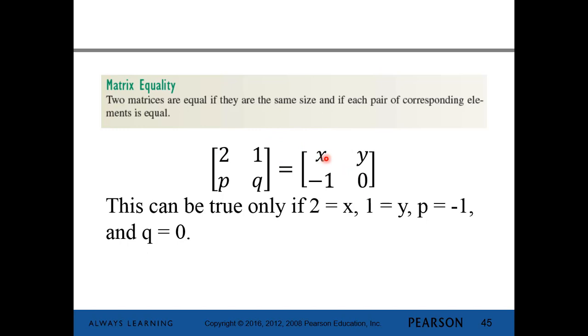That would mean that x would have to equal 2, y has to equal 1, p has to equal -1, and q would have to equal 0 for them to be equal. Okay, so equal matrices just means same size and all corresponding elements must be equal.